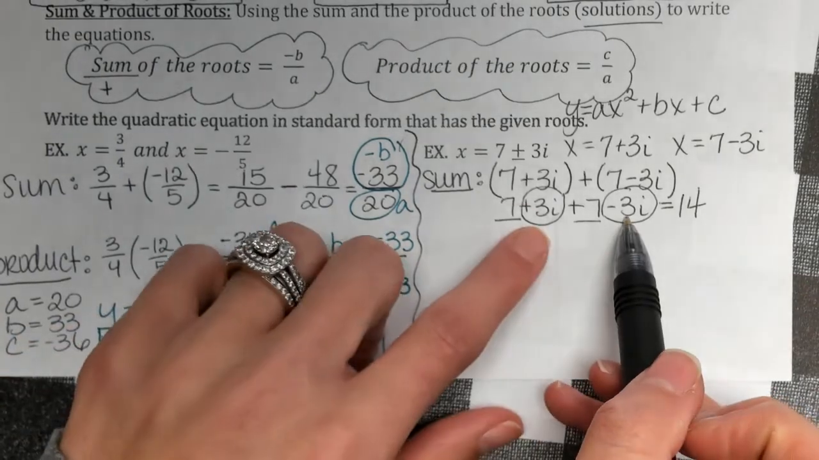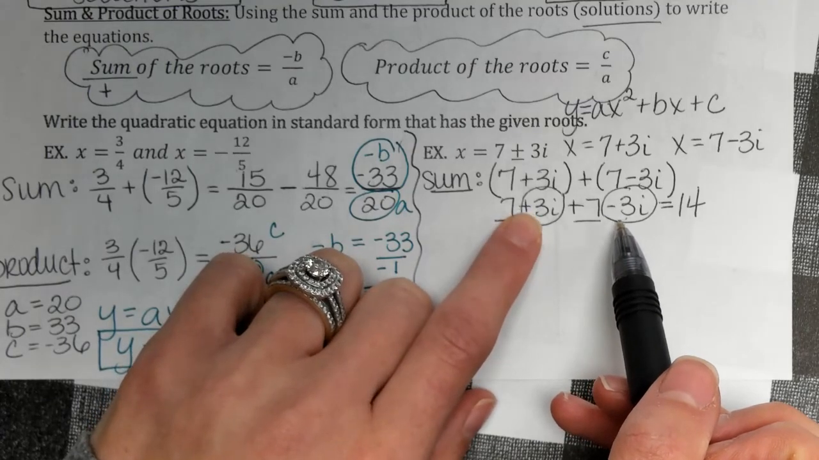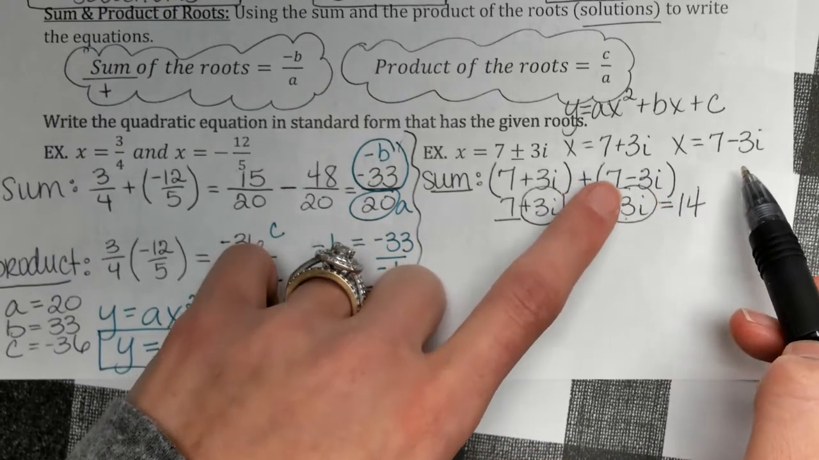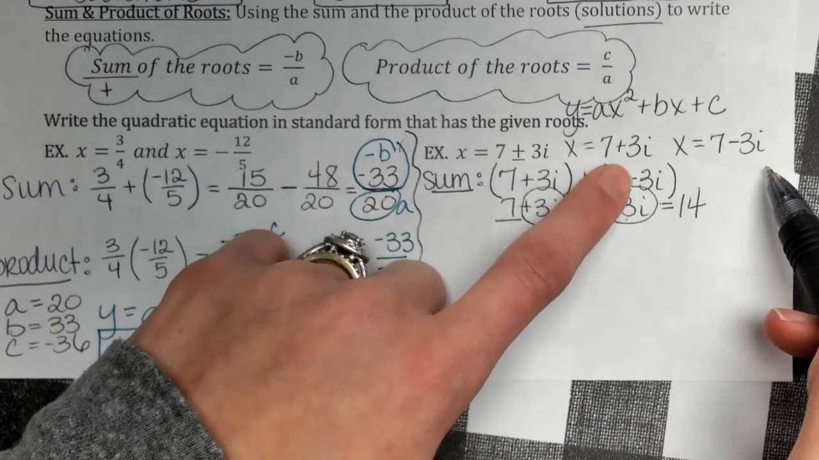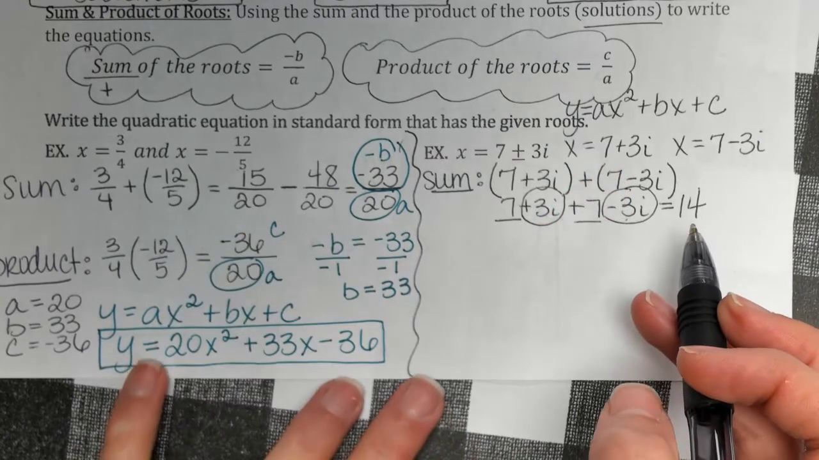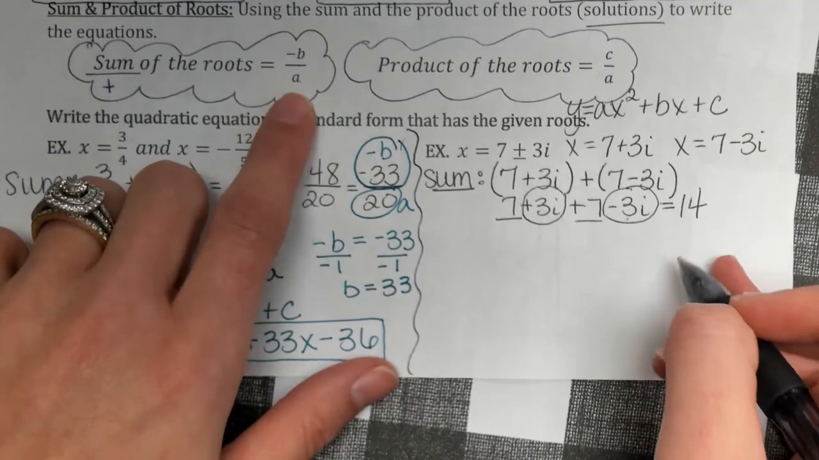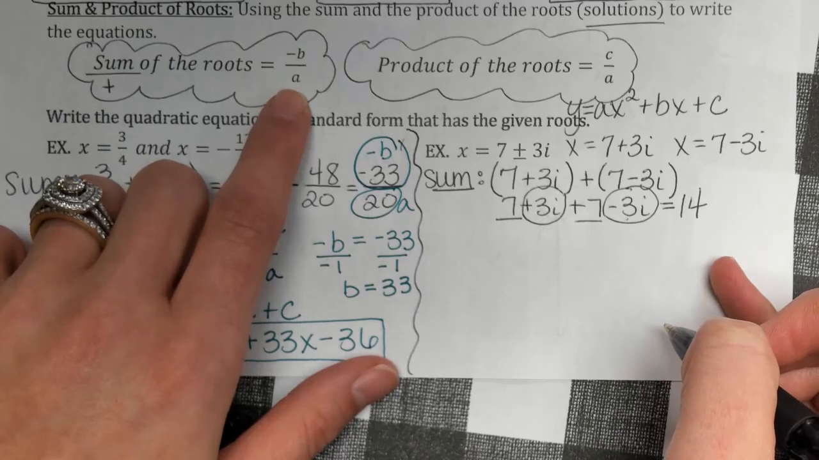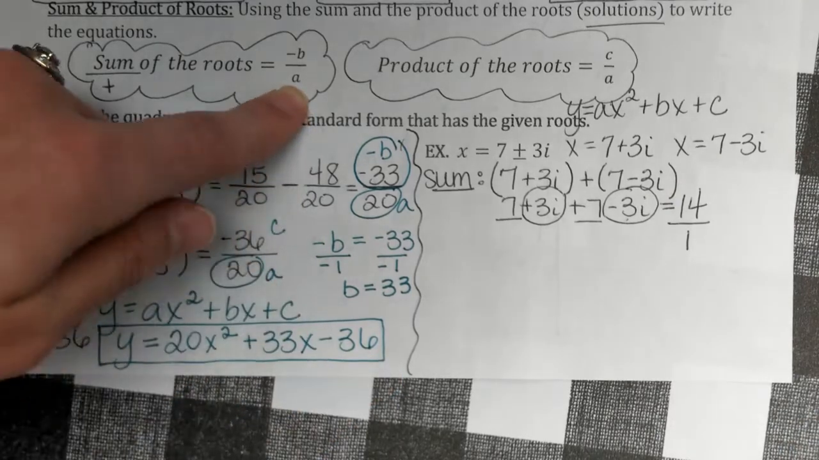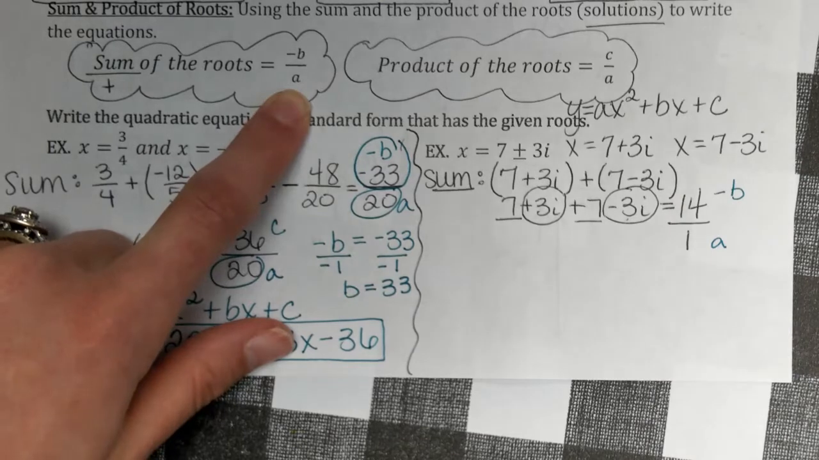Why do you think that's always going to happen? Like, that should always happen. Why? Because you're doing a plus and a minus and you're adding them. Okay? So when you're doing the sum, you should not end up with an i as your answer. Okay? So be careful with that. So if all I have is 14, but the sum formula tells me it's negative b over a, what do I need? Over 1. For me to recognize that that is negative b and that is my a so far.